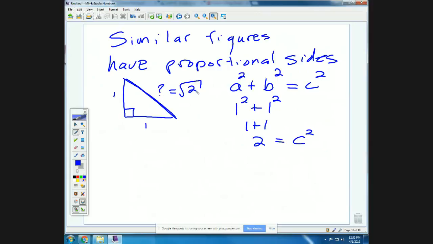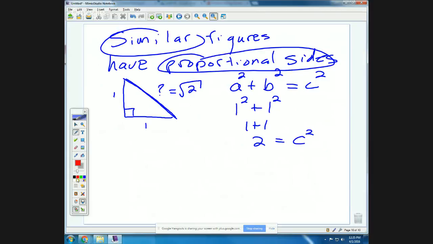And what similar figures and proportional sides means is that if I draw another version of this that's just smaller, say, where this is a half and that's a half, since I halved each of these sides, this diagonal has to be half of the big one too. So it has to be 1/2 of the square root of 2. Correct. It's 1.4 something, something, something. It's a crazy number. It's about 1.4.